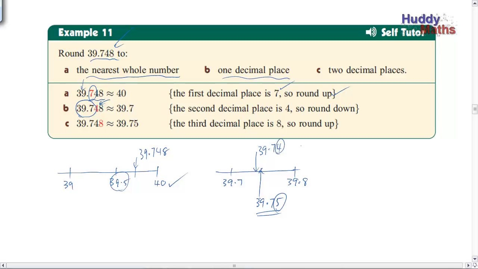39.74, we look at that one. It's just inside there, 39.74. You look at the next decimal place, and it's 4, so round down. So the answer would be 39.7. Let's do the last one.